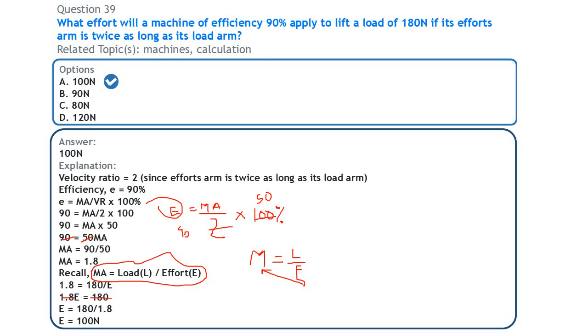Then divide both sides by 1.8. I have E to be equal to 180 divided by 1.8, and E is equal to 100 Newton. So the effort applied here is 100 Newton.